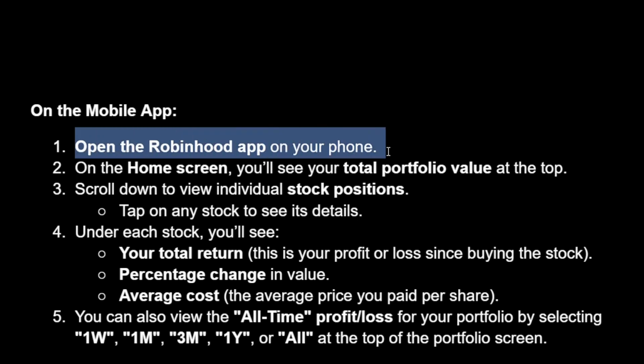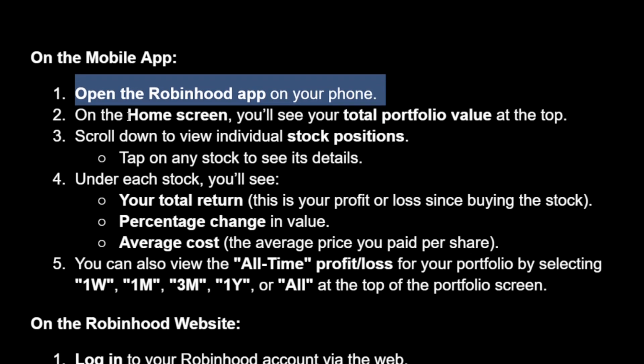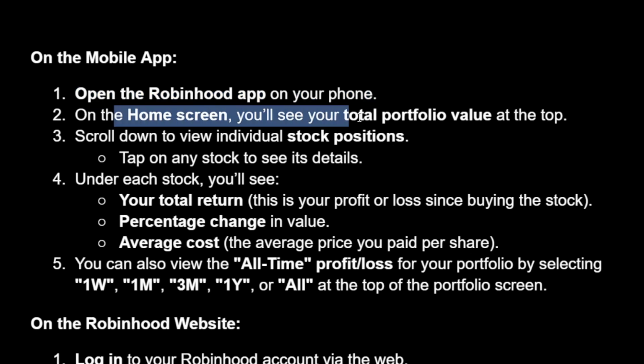First, you want to open up the Robinhood app on your phone, and on the home screen you'll see your total portfolio value at the top. You want to scroll down to view individual stock positions. You can tap on any stock to see its details.